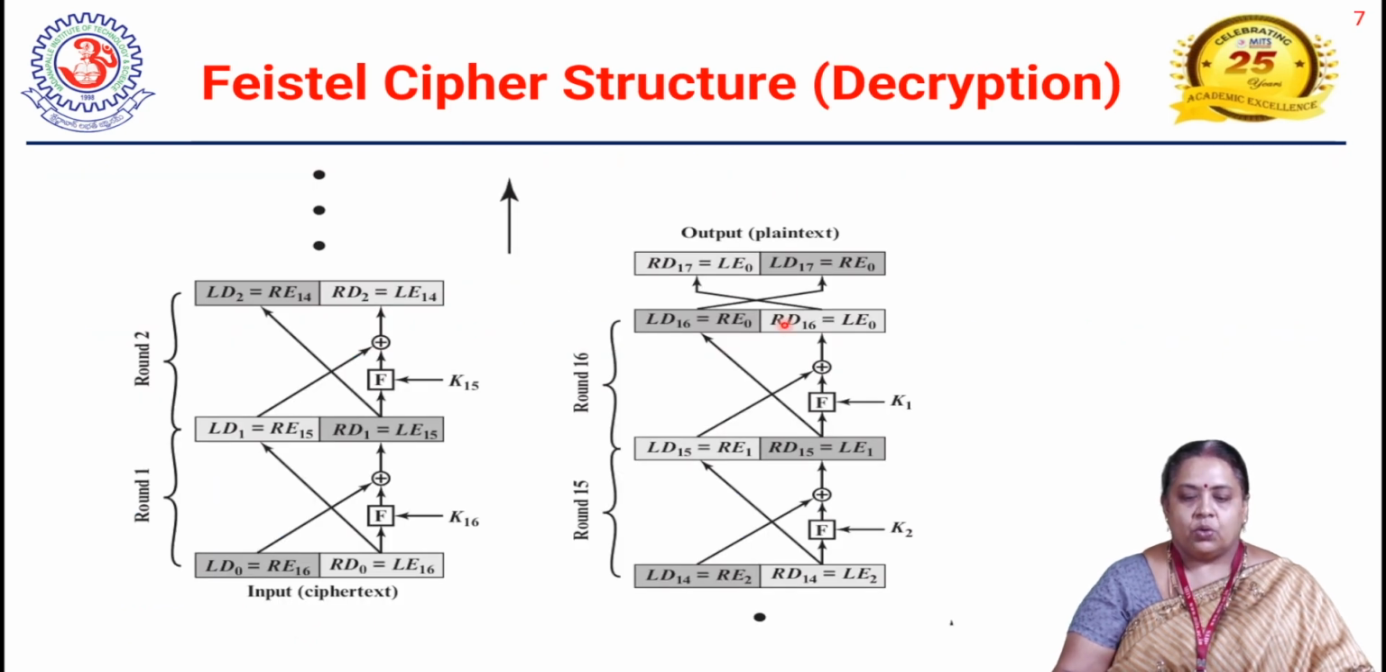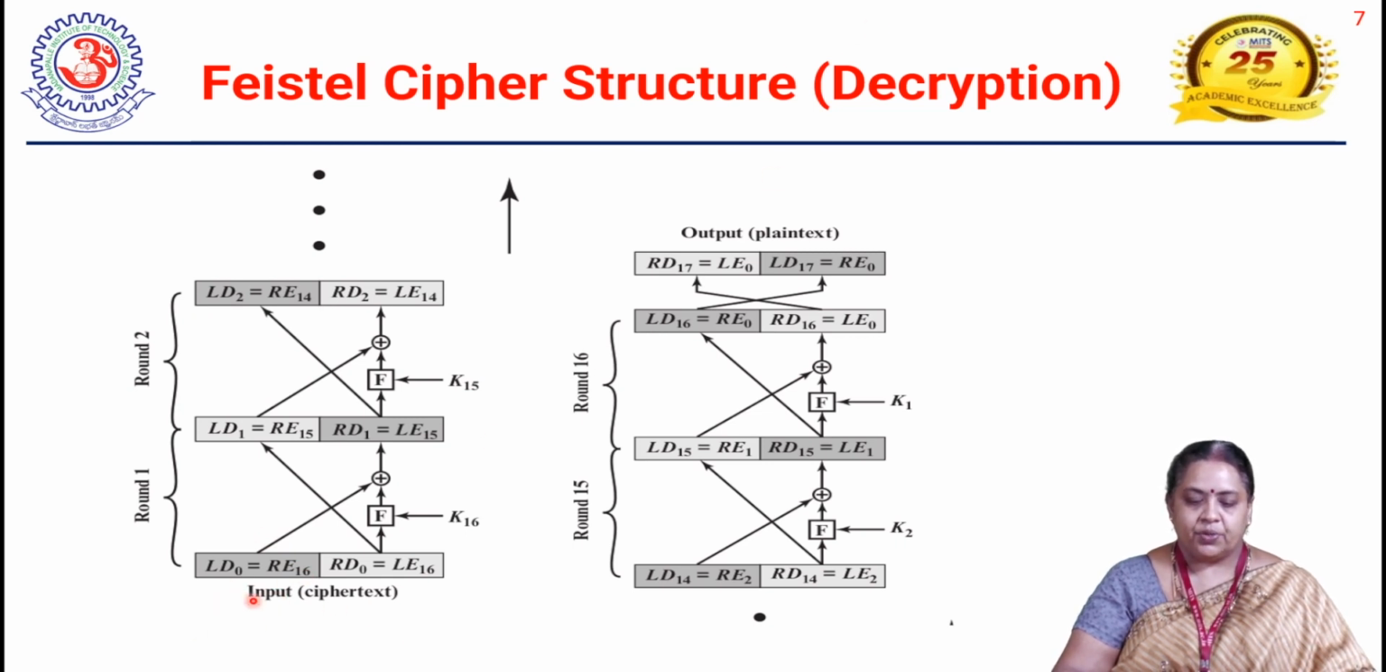Now we come to the decryption process. The decryption process is the inverse of encryption. The input for decryption is the ciphertext and the output is the plaintext, whereas in encryption the input is the plaintext and the output is the ciphertext. That is the inverse of the encryption process. Here also the input ciphertext is divided into two equal halves, left and right.